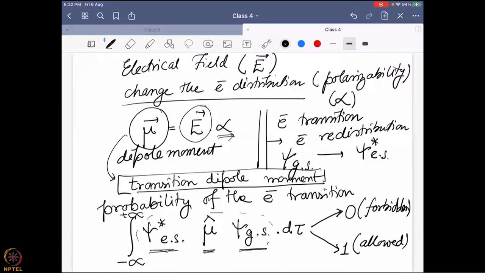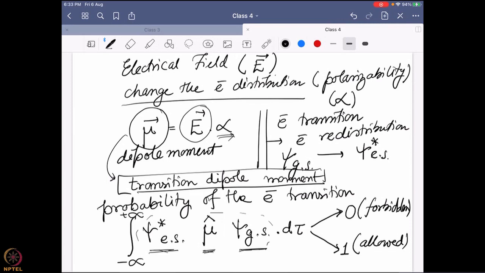The second one we can do just by using our chemical knowledge about whether it should be allowed or not. And most of the time, to be honest, what chemists do is they do the experiment first and find out whether it is giving a strong absorbance or not. And from there, we back calculate, trying to find out what the actual molecular distribution would be during this electronic transition.